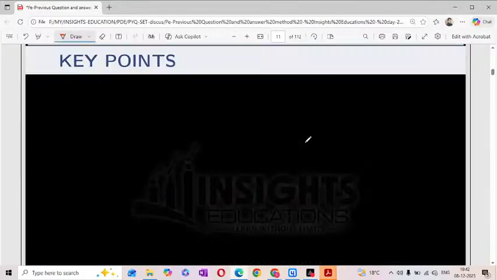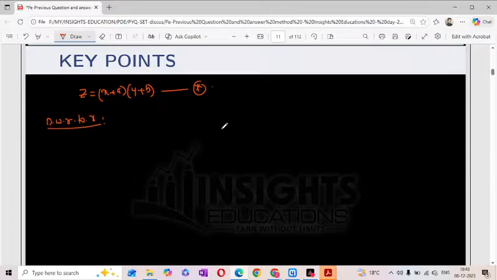How? Now we'll solve the problem by using the general approach. The general approach: given the equation z is equal to x plus a into y plus b, you have to eliminate the arbitrary constants a and b. For that you have to differentiate with respect to x and y, so differentiate with respect to x as well as with respect to y also.